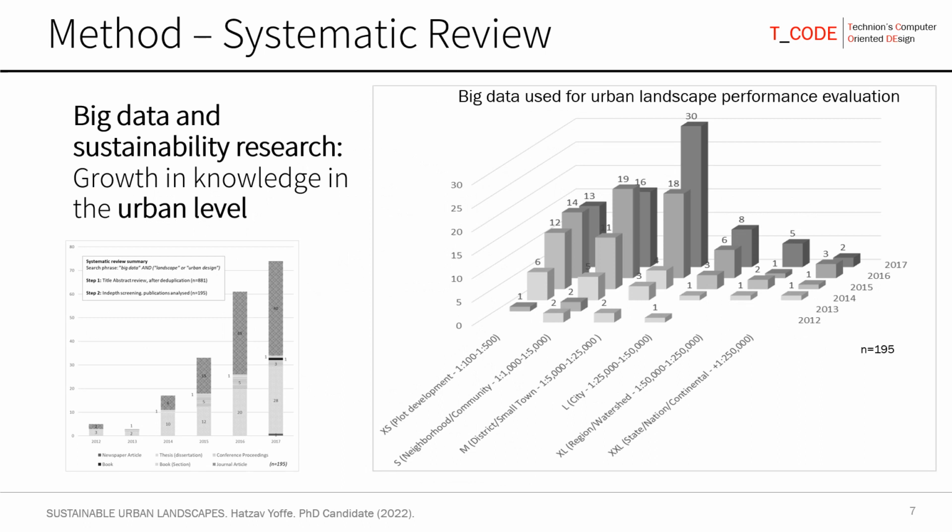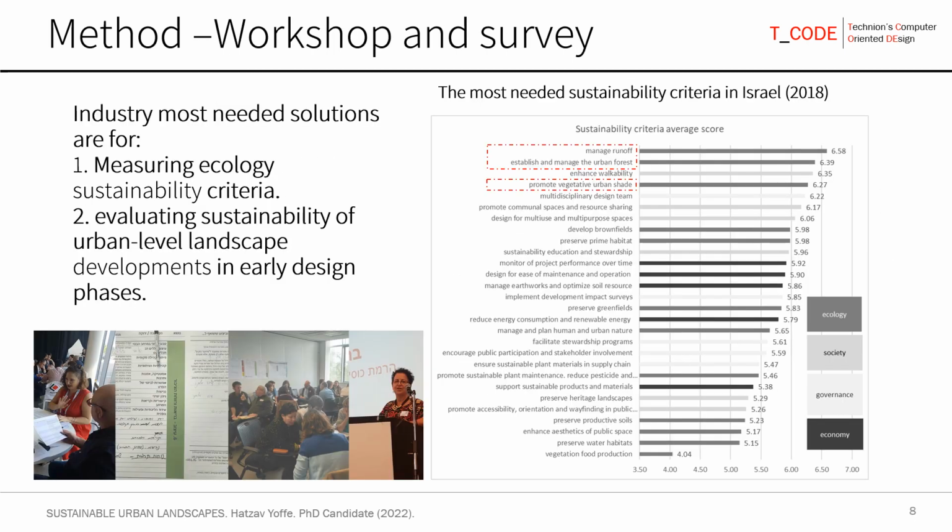Knowledge supply-wise, the systematic review, which covered more than 900 papers, revealed a growth in this knowledge, specifically in studies covering the urban realm and methods for studying sustainability. Similarly, we found that sustainability professionals and landscape architects indicated that the most needed sustainability criteria to be measured are ecologically related credits like runoff management or establishing urban forests, and that urban level development projects are the most needed for sustainability evaluation solutions, specifically in early phases of the design.